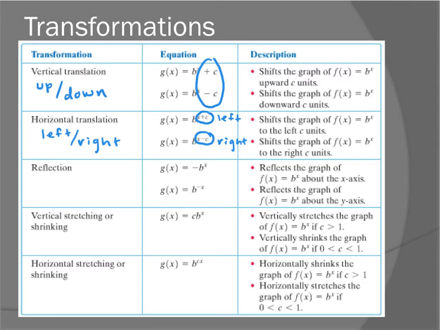If we multiply our function by a negative, we have a reflection on the x-axis. So if it's a negative on the outside, it's a reflection on the x-axis. If it's a negative on the inside, so directly happening to our exponent, it's a reflection on the y-axis.